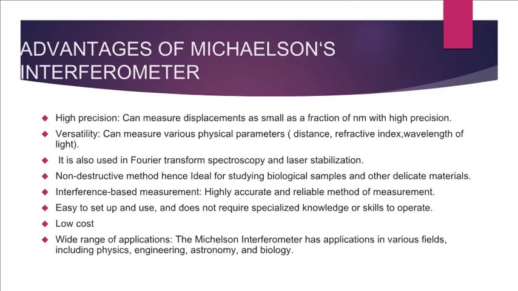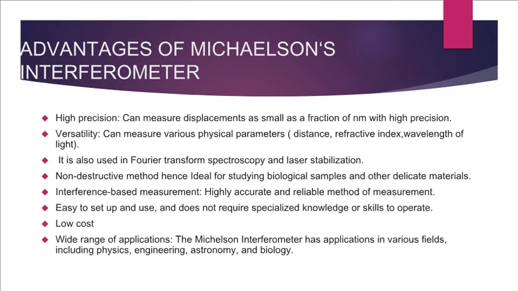These are some advantages of using a Michelson interferometer. A Michelson interferometer can measure displacements as small as a fraction of a nanometer, making it a highly precise instrument for measuring physical quantities. We can measure various physical parameters, including distance, refractive index, and wavelength of light. It is also used in Fourier transform spectroscopy, a non-destructive method of measurement, making it ideal for studying biological samples. The interferometer is based on the interference of light waves, which makes it a highly accurate and reliable method of measurement.